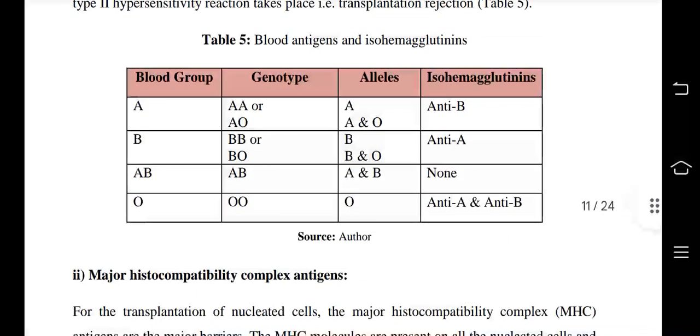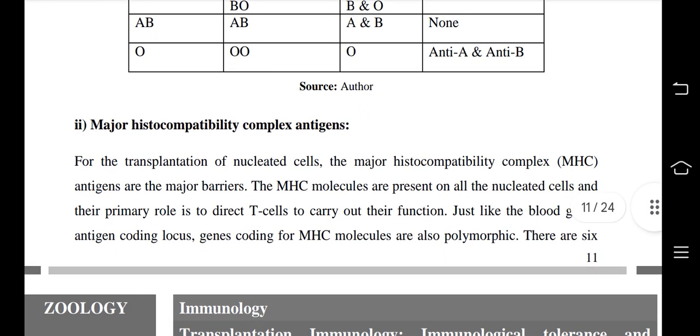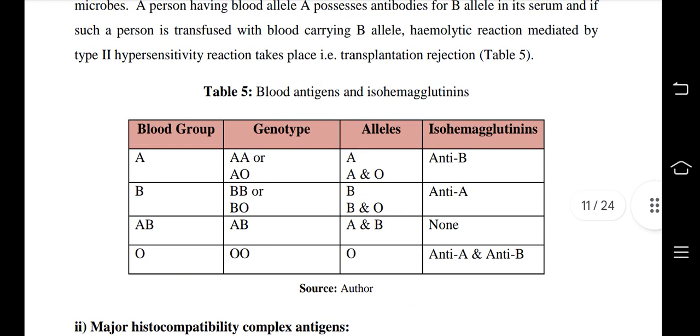Transplantation rejection. Isohemagglutinins: A contains anti-B, B contains anti-A, AB contains none, O contains anti-A and anti-B. Remember it like that.